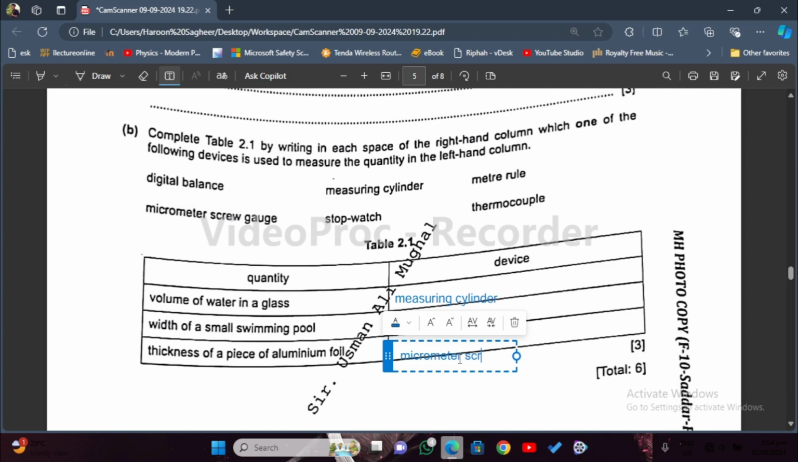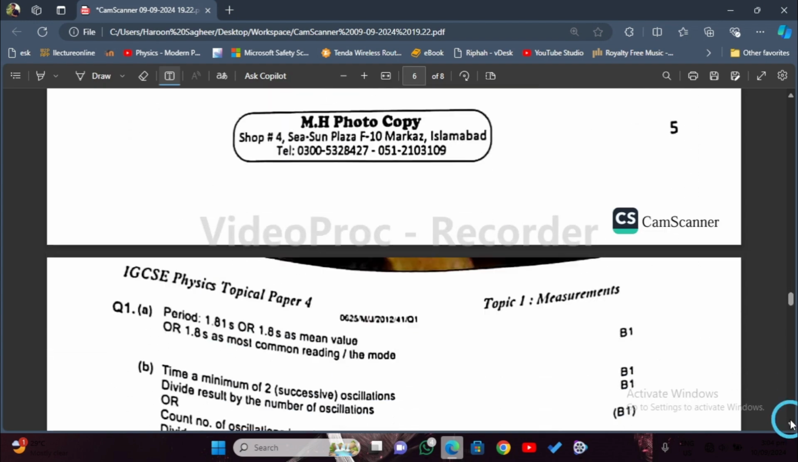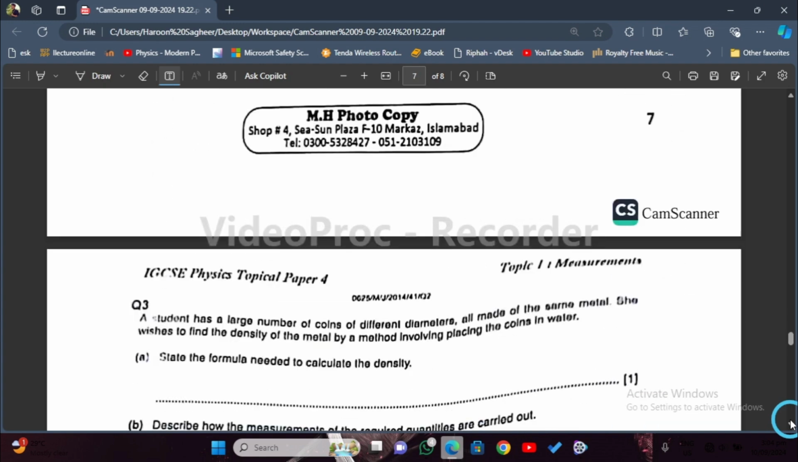Micrometer screw gauge, G-A-U-G-E, screw gauge. Right, what do we have next? We have answers. No, we don't require them yet.